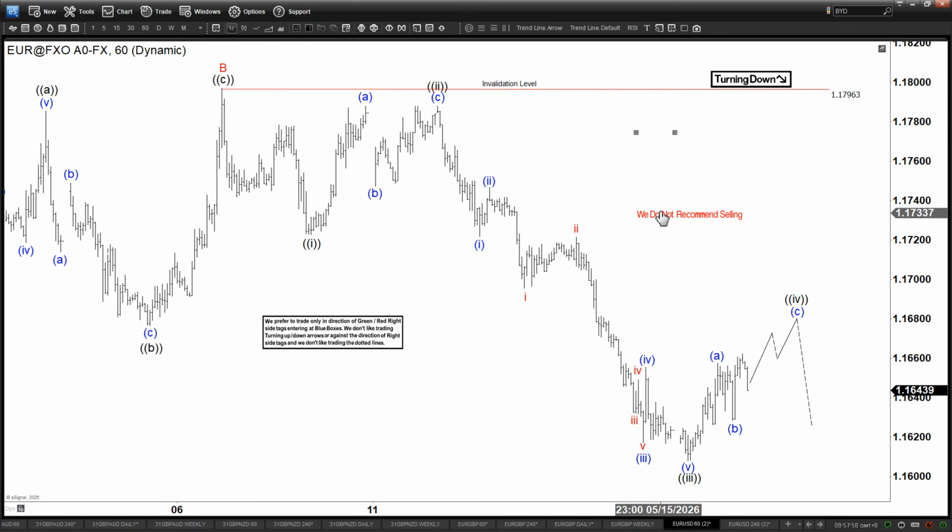another leg down coming to finish this with 5 of C over here. Now this C, for example, could have completed here if it is truncated, but ideally it does extend a little bit more upside to finish the C leg over here before we reverse to the downside.